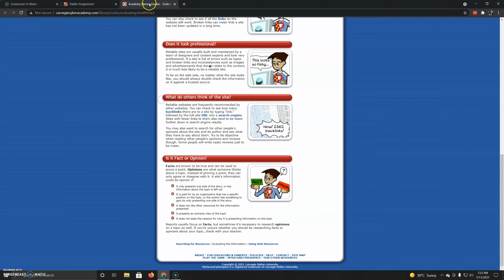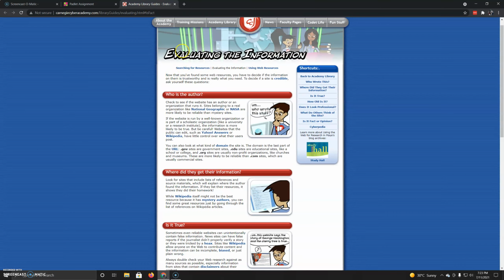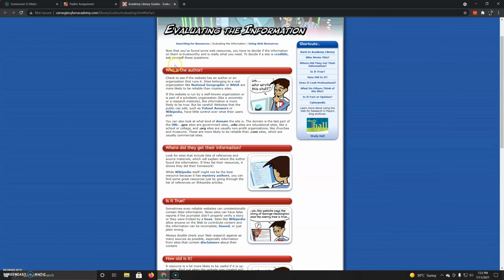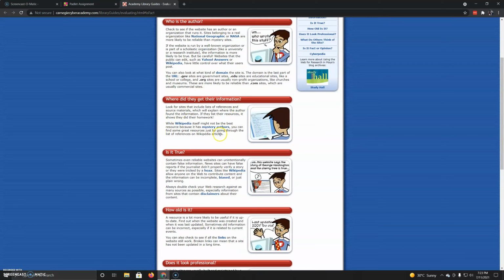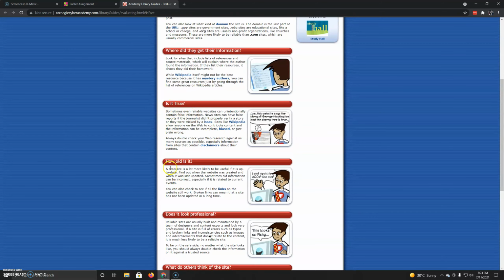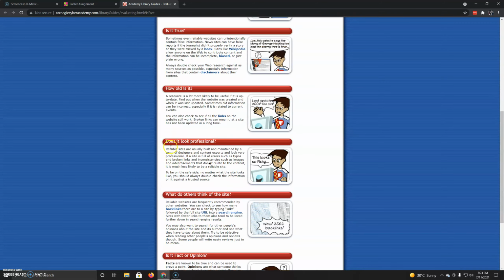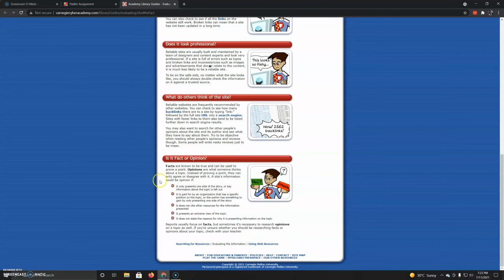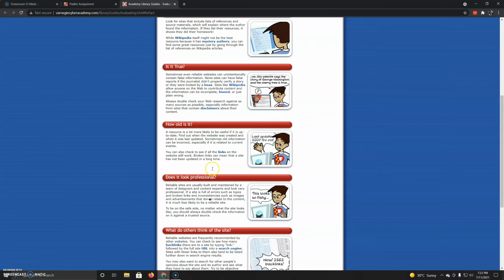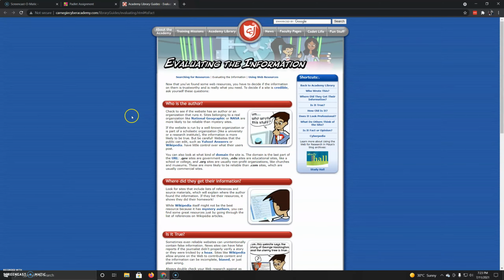We also have an internet guide such as this one for evaluating the information that you can also use to check your sources by looking at who's the author, where did they get their information from, is it true, how old is it, does it look professional, what do other people think of the site, and is it fact or opinion? So this checklist can help you determine if your source is credible or not.